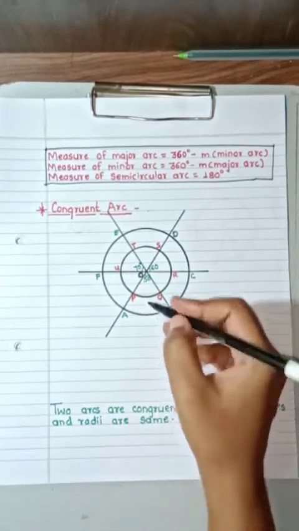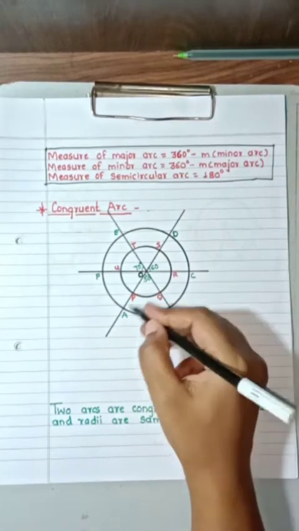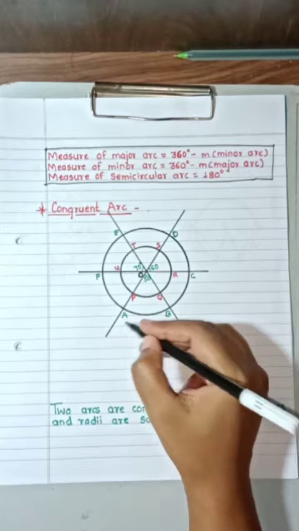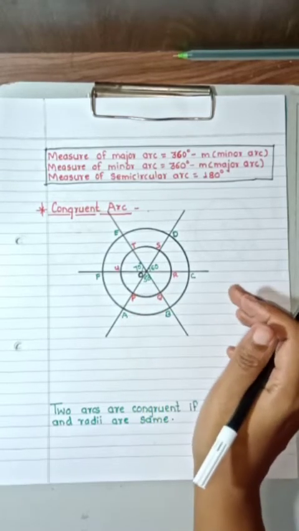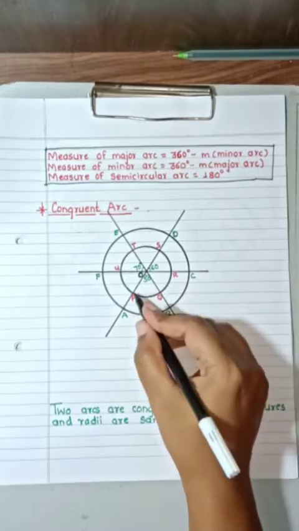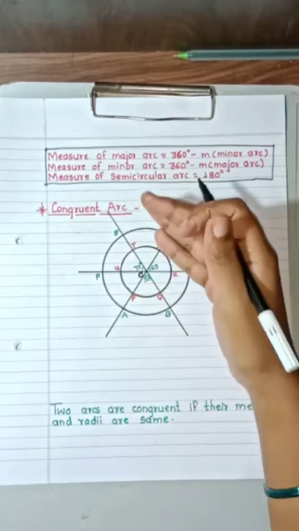Therefore, you can't say that arc PQ and arc AB are congruent. Even when their central angle is equal, you can't say arc PQ and arc AB are equal. So you cannot say that AB is congruent to PQ. But in such a case, what you have to do is see the opposite angle.